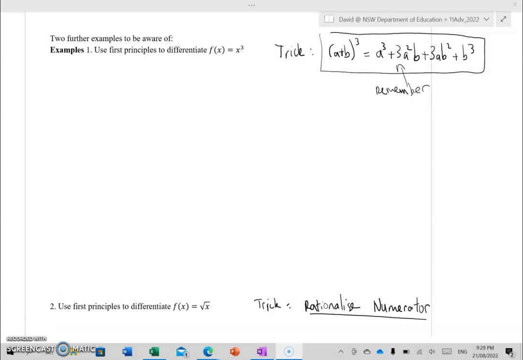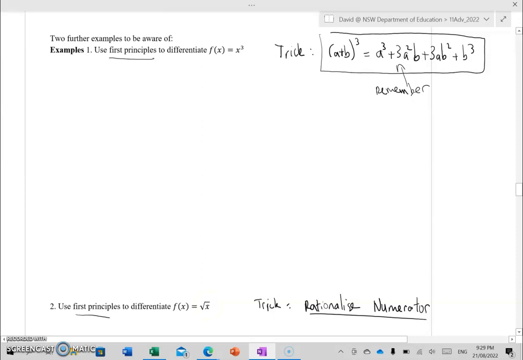You may have noticed that every question in the textbook for first principles involves an original function that has constants, linear terms, or quadratic terms. But you should be aware of how we can use first principles to differentiate a cubic, and we should also be aware how we can use first principles to differentiate root functions.